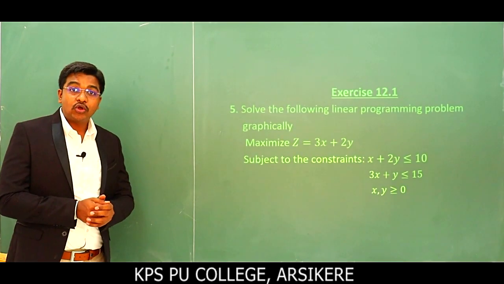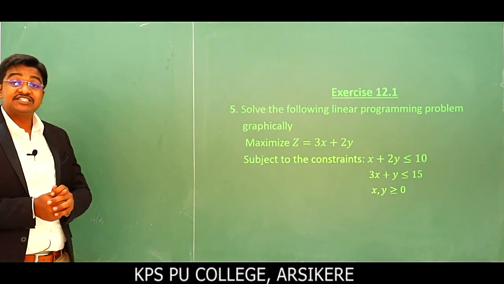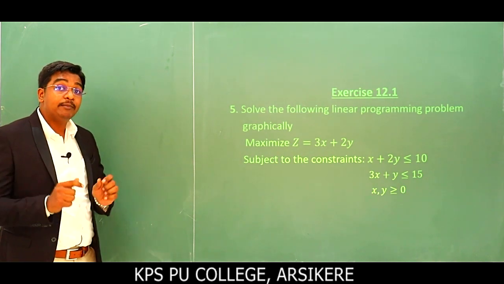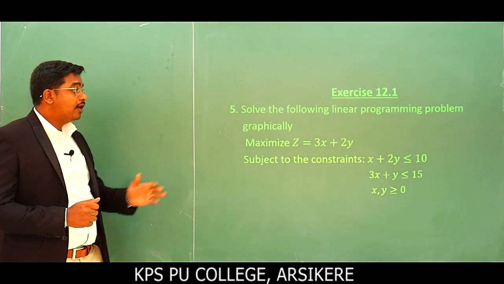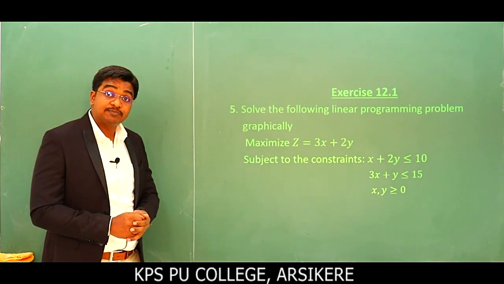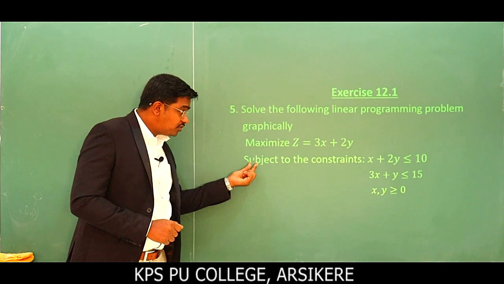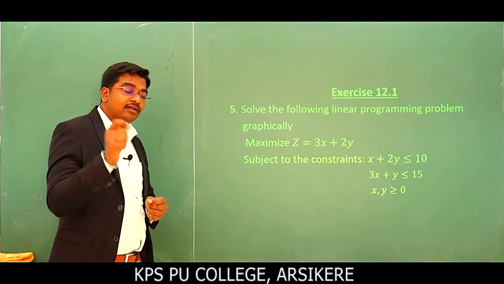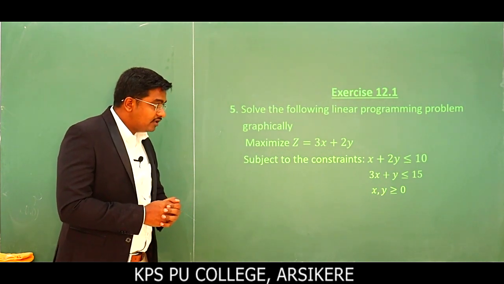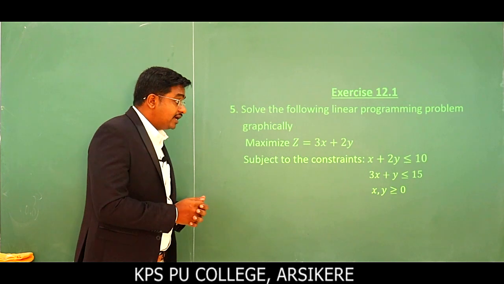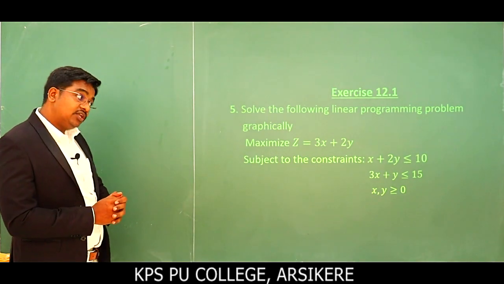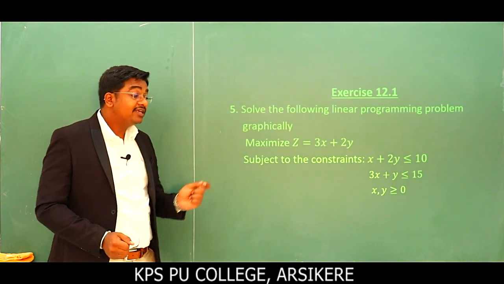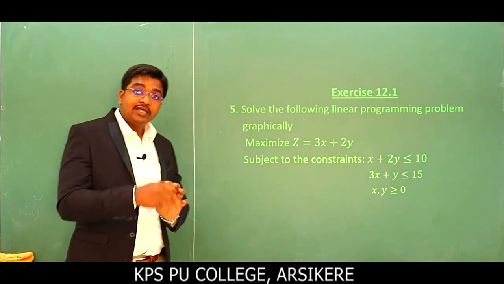Now dear students, look at the next problem from exercise 12.1, question number 5. Solve the following linear programming problem graphically. Maximize z is equal to 3x plus 2y subject to the constraints x plus 2y less than or equal to 10, 3x plus y less than or equal to 15, and x, y greater than or equal to 0. x, y greater than or equal to 0 are the non-negative constraints, meaning x greater than or equal to 0 and y greater than or equal to 0.